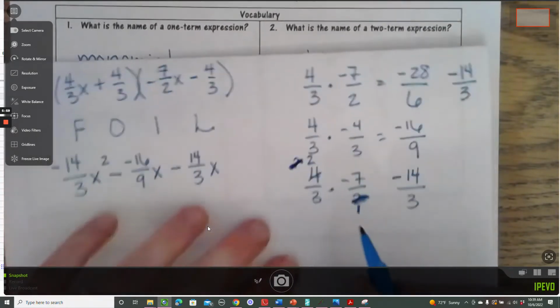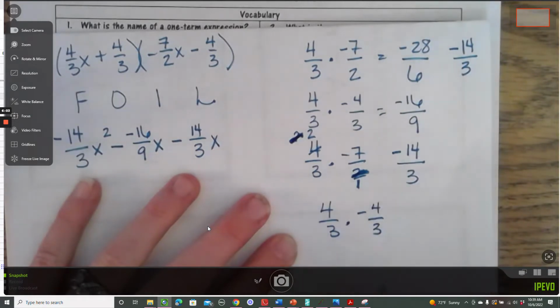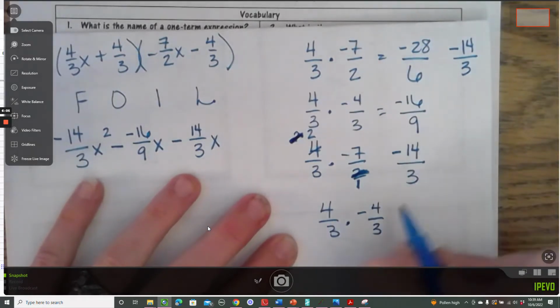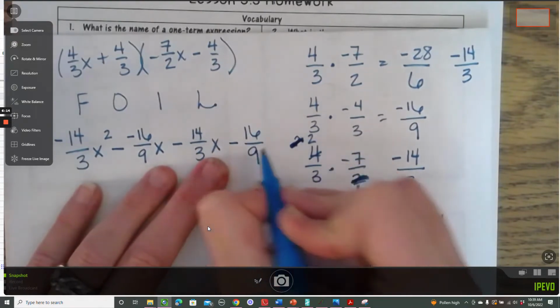And then 4/3 times negative 4/3. 4 times negative 4 is negative 16. 3 times 3 is 9. So minus 16/9. All right.